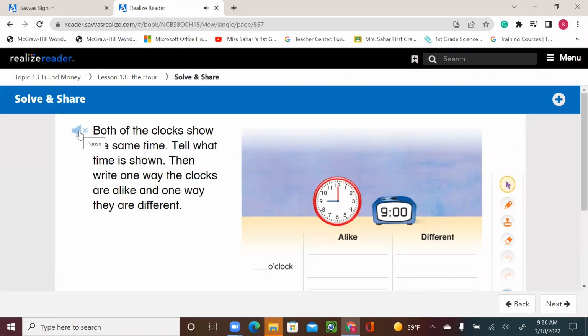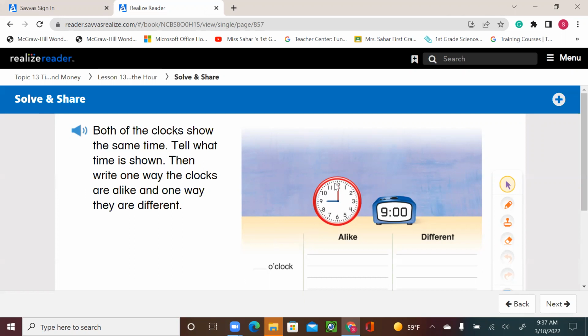Both of the clocks show the same time. Tell what time is shown. Then write one way the clocks are alike and one way they are different. Okay, so let's say again what we learned in the previous lesson. This is the hour hand, and it's pointing to 9, and that's the minute hand, the long one, pointing to 12. So what's the time? 9 o'clock.